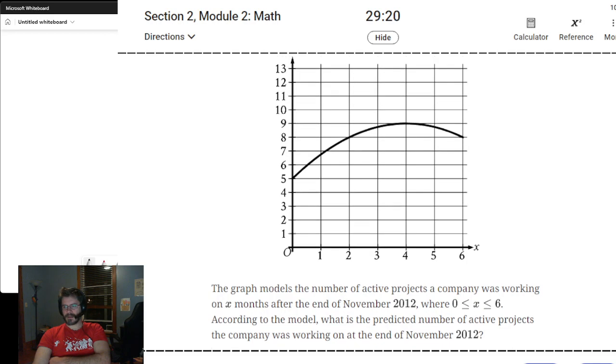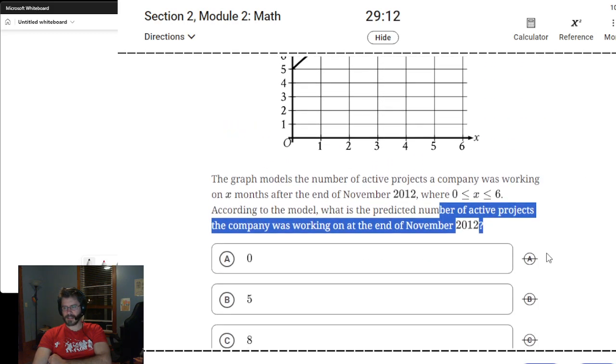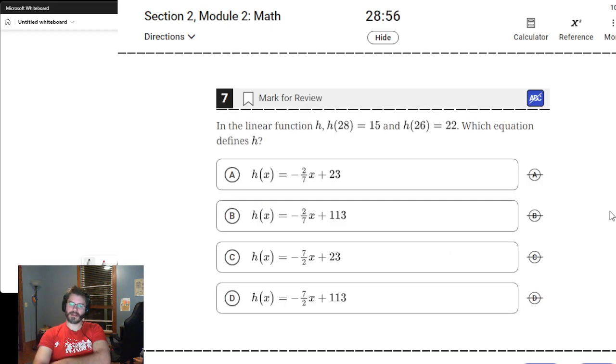All right, we've got a parabola. Graph models the number of active projects. Predict the number of active projects. We got numbers in 2012. So these are months after the end of 2012, and at the end of 2012, that should be our y-intercept. So 5. They're really just testing on the wording there. Again, some of these are pretty trivial. They're just being tested on definitions.